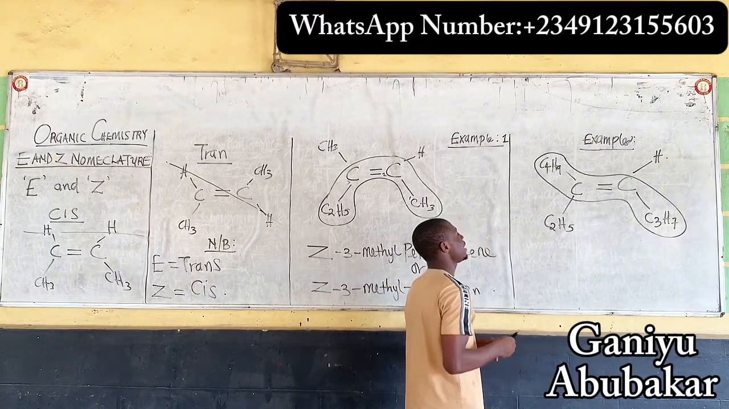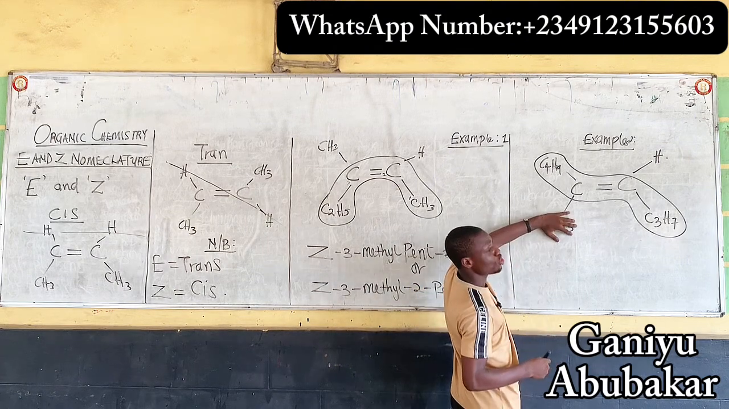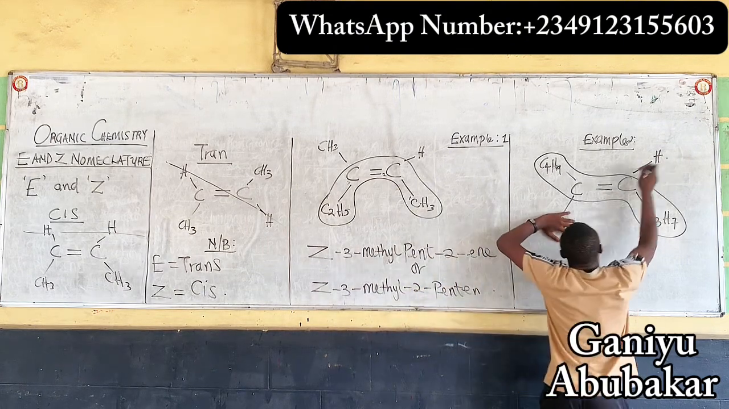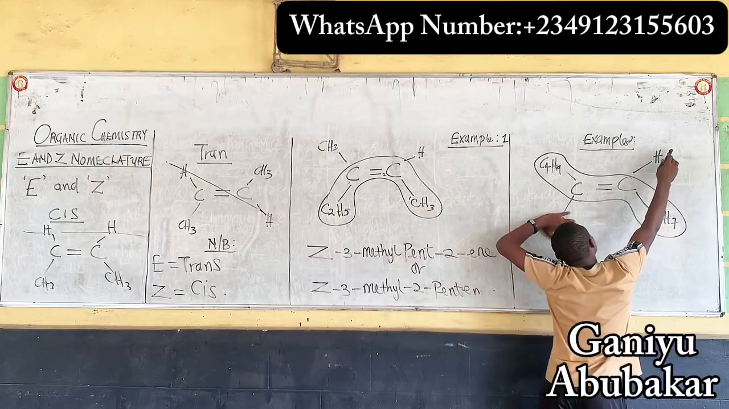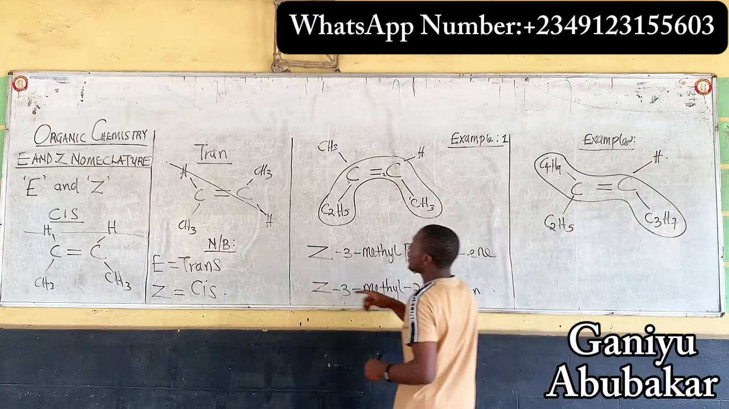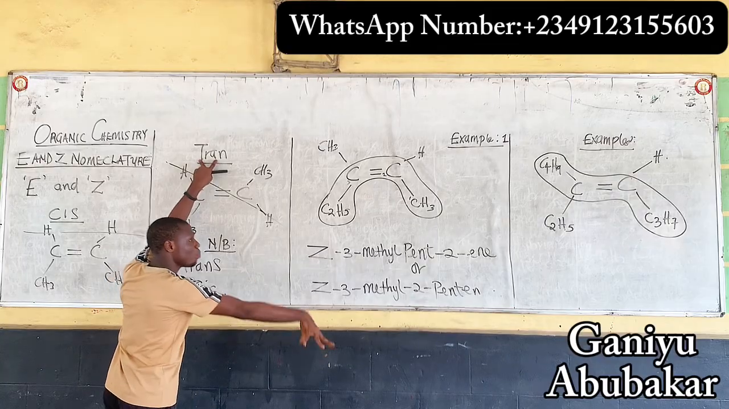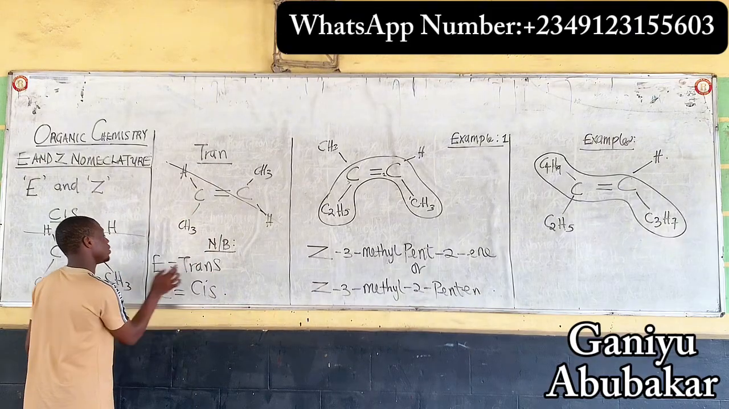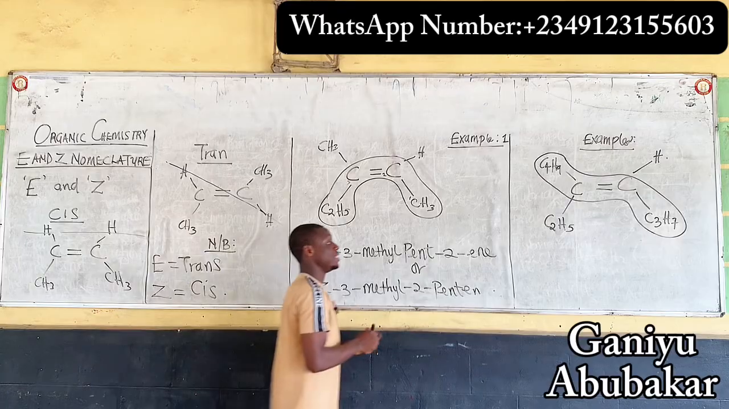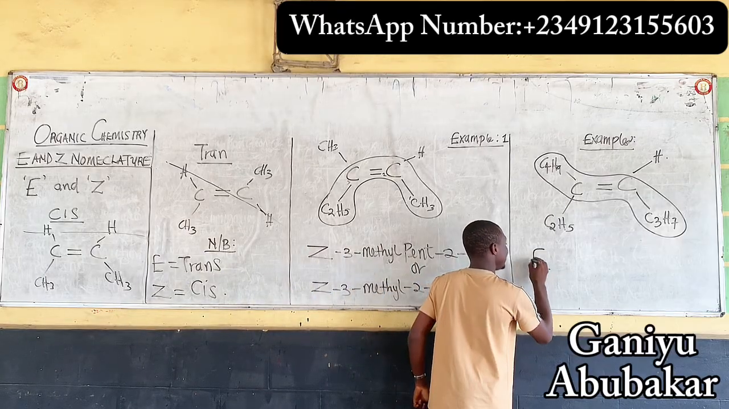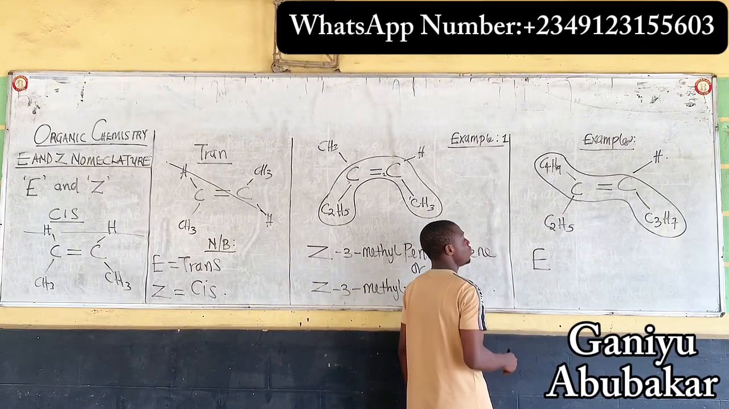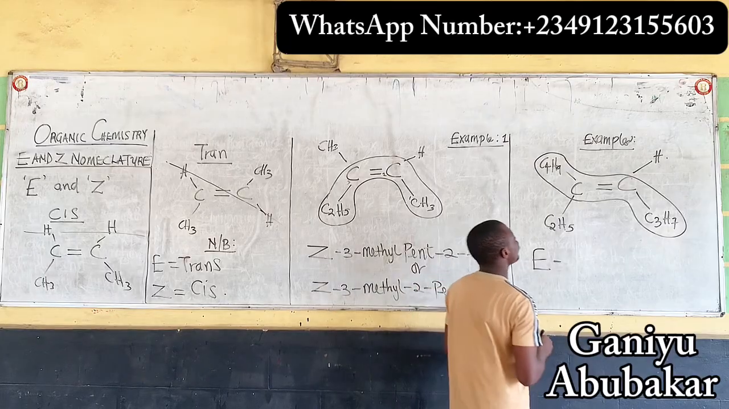Alright, now we said assume this place as H. If I have H here and I have H here, it's placed diagonally. For diagonally, it's under what? Trans. And in this topic, trans represents what? E. This is E. It's an E nomenclature.